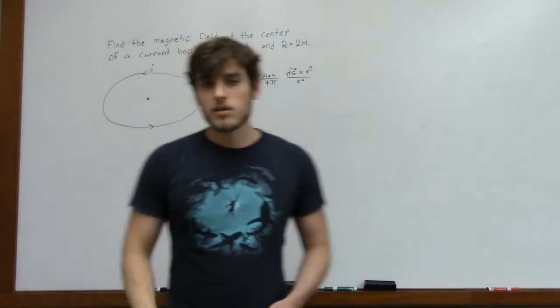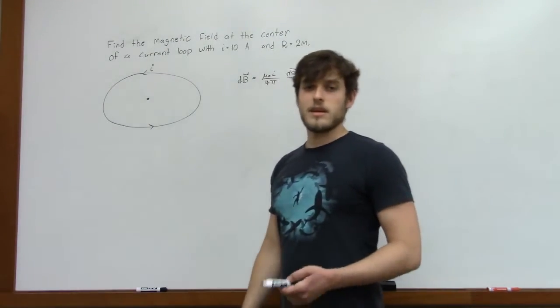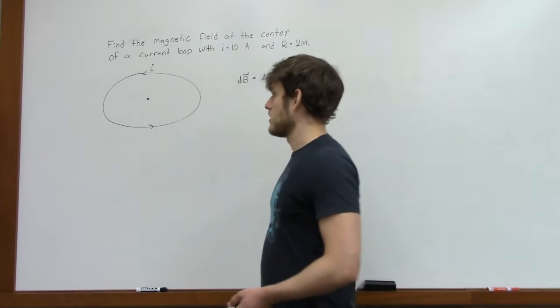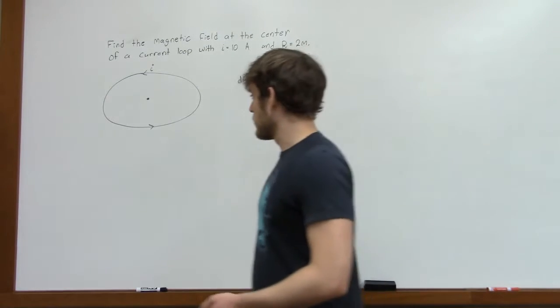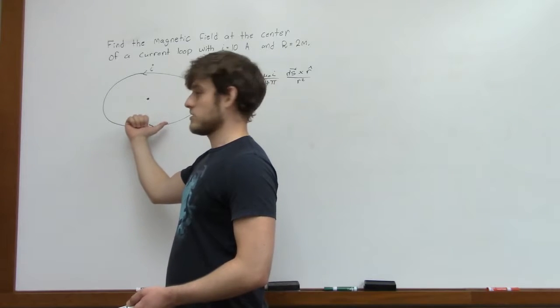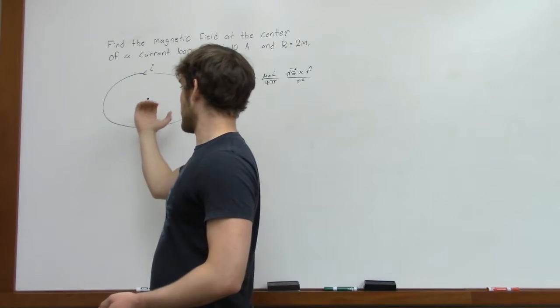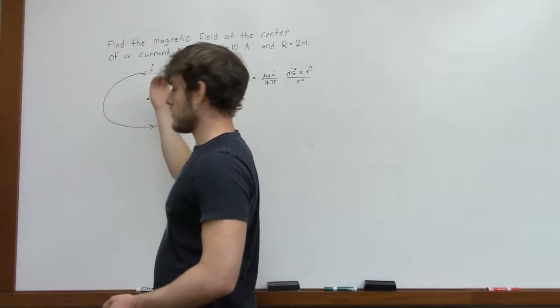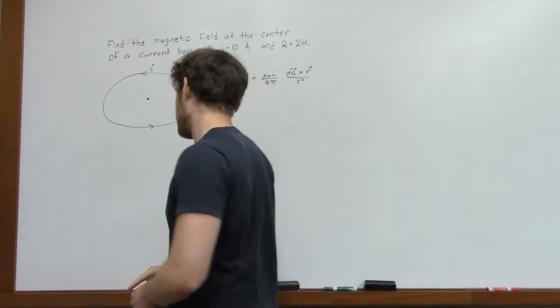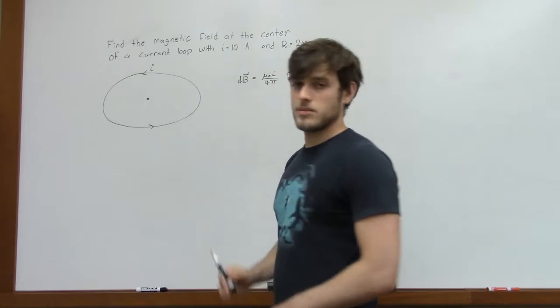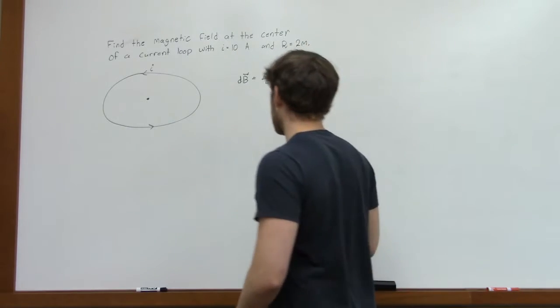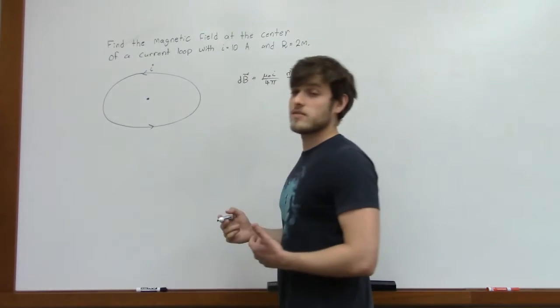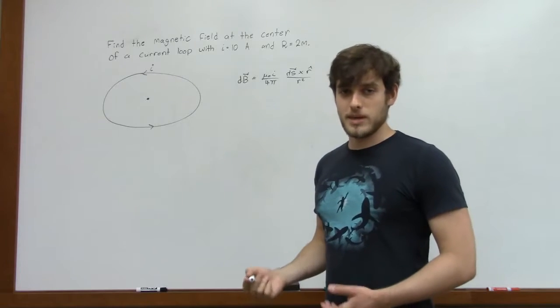So first thing we can do is figure out the direction of the magnetic field using our right hand rule. If we put our thumb in the direction of the current and curl our fingers, we see the magnetic field is going to be coming up outward through the middle of the loop. So the magnetic field is going to be in the positive z hat direction. So now we just need to find the magnitude of the magnetic field.